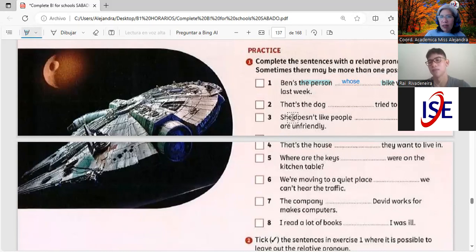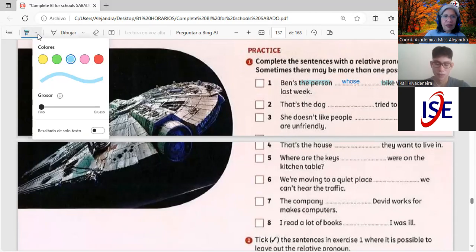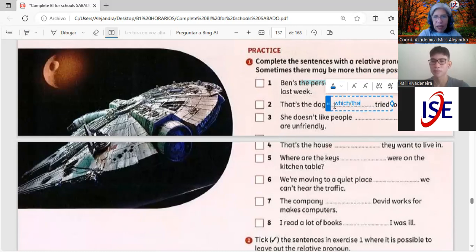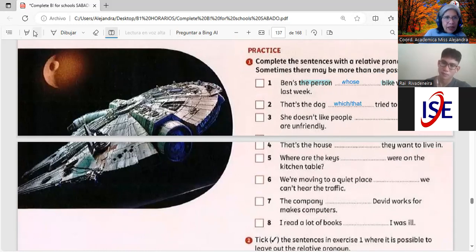What are we talking about? That's the dog, which tried to bite me. So here we can write which, and I can use that. Okay, which or that tried to bite me. Okay, the dog. Here we're talking about people. Here we're talking about the house, the kids, a place, the company, the books.